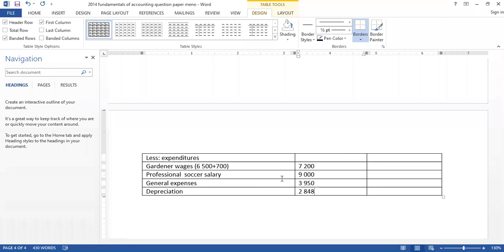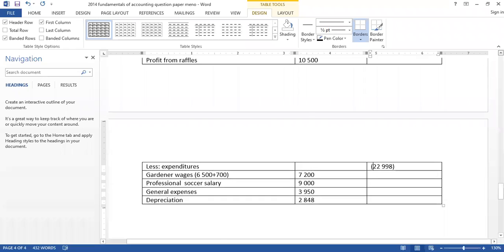$22,998. 22,998. Okay, this we are subtracting, so it should be in brackets. Okay, so we have income.